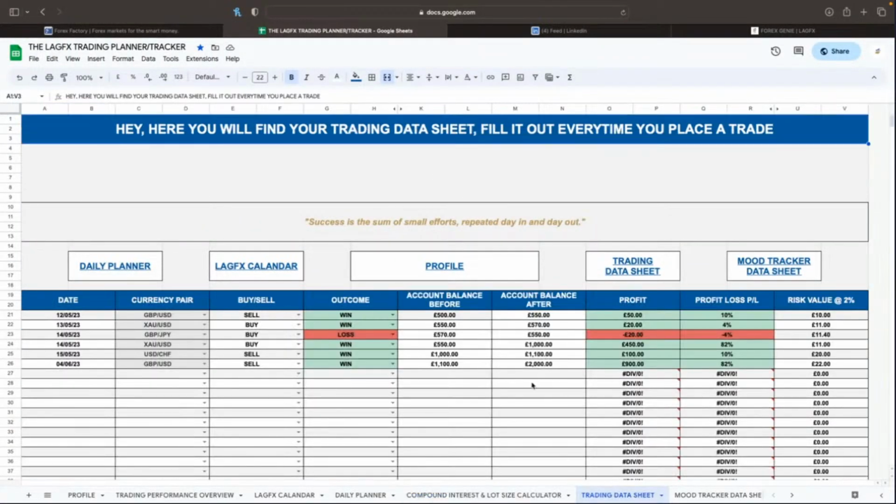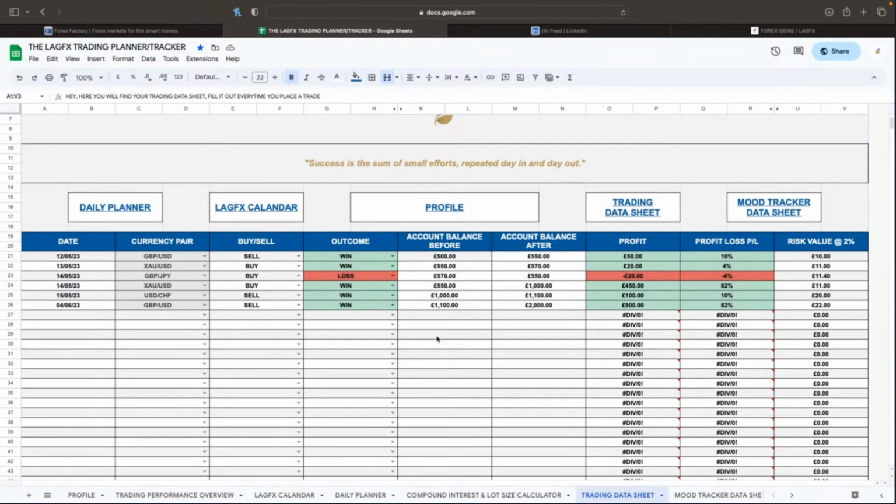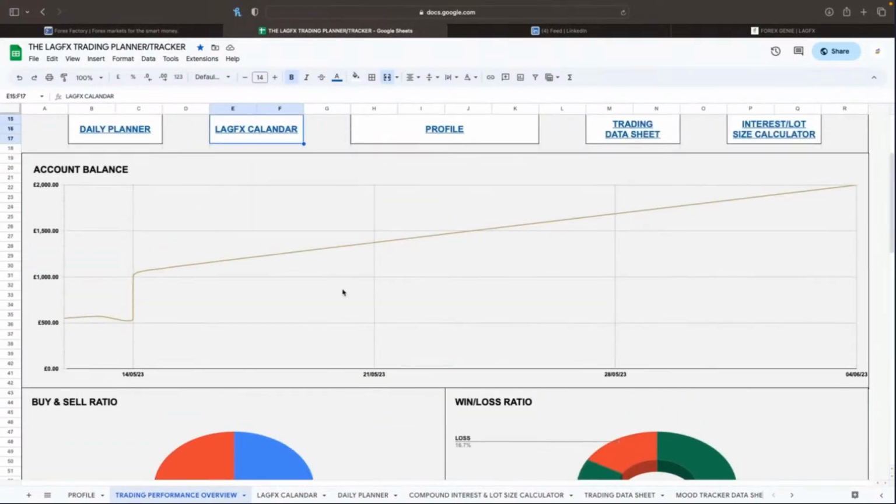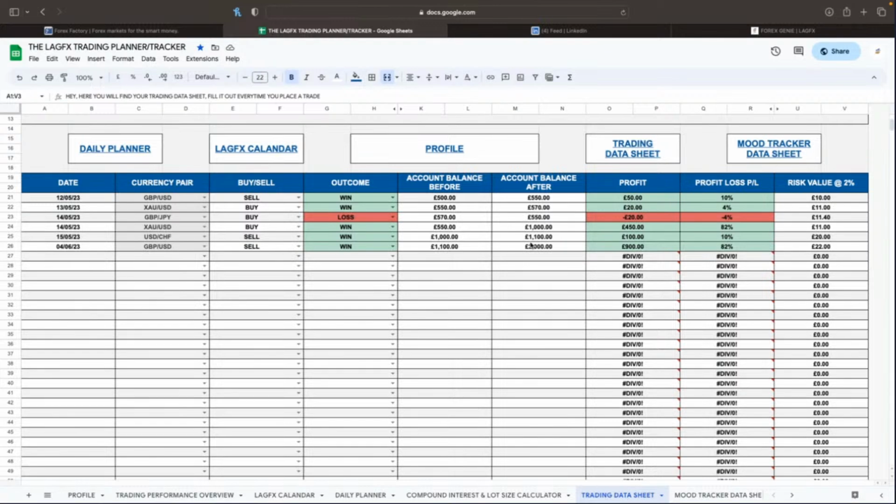Now, the trading data sheet. This is what you'd need to fill in order to get results to show on here. So you can see that on the 14th of the 5th, I had an equity of £1,000. And by the 4th of the 6th, I had an equity of £2,000. Now, this is obviously just an example, but this shows on here when you're filling this out.